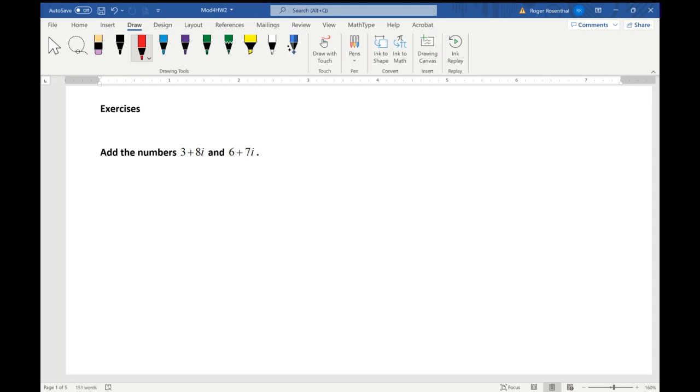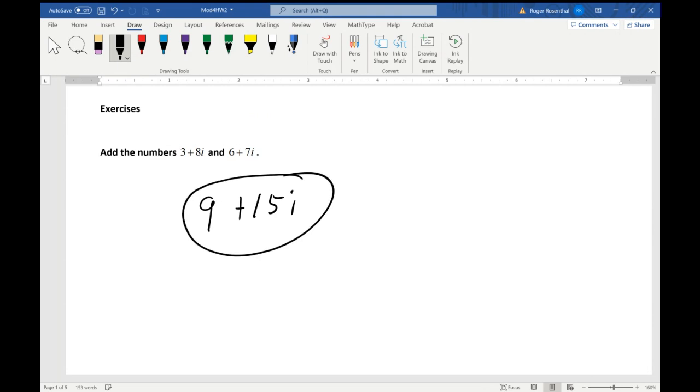So to add these together, you're simply going to add like terms. 3 plus 6 is 9. And 8i plus 7i, that is 15i. That's it. That's the answer.